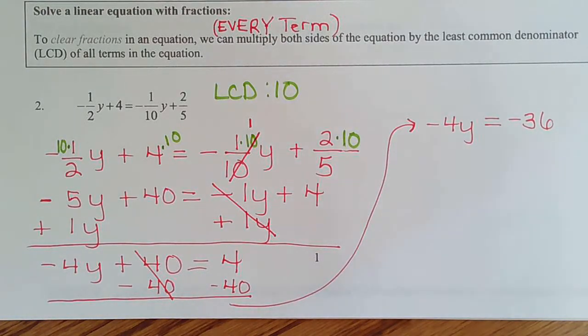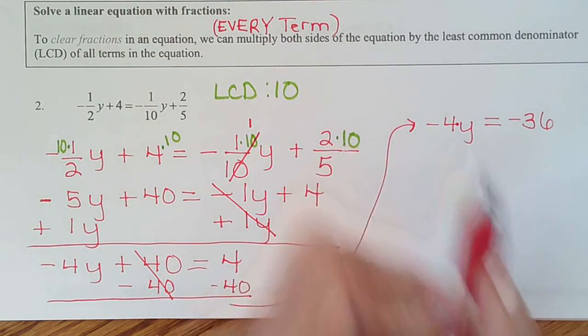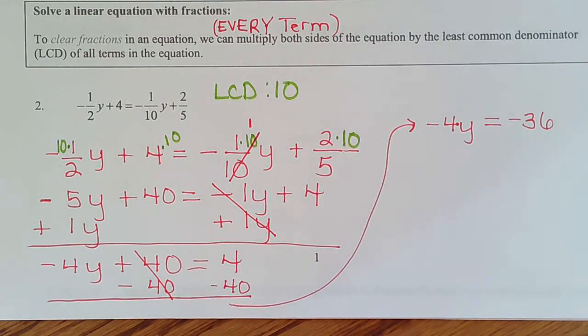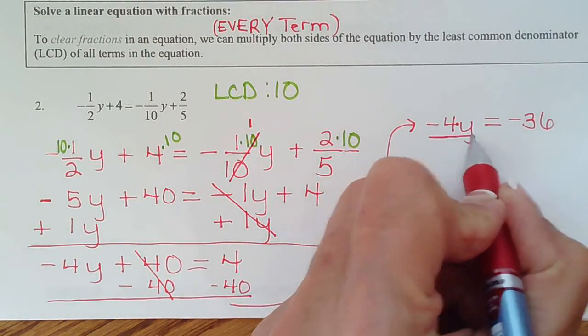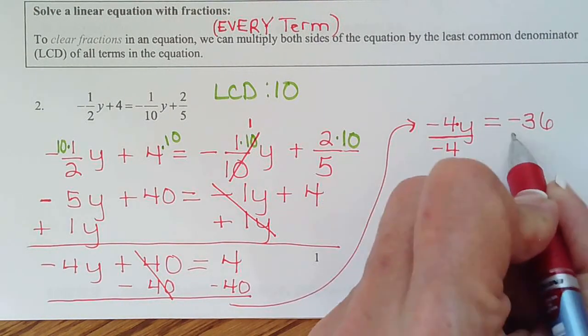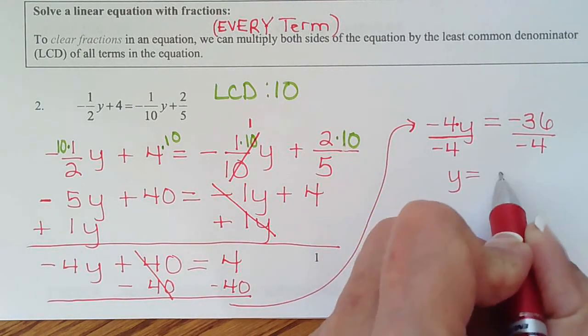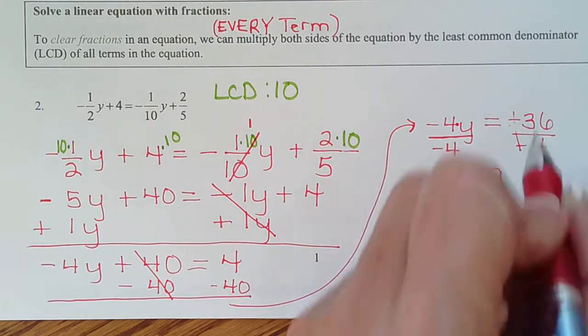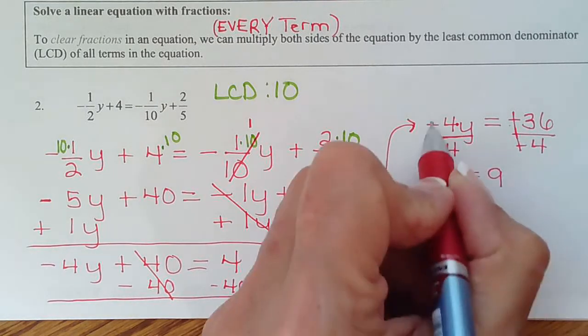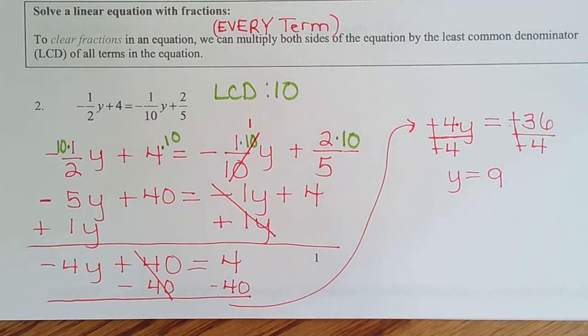And then remember, step 4 above says do the opposite. Well, the opposite of multiplication is division. So instead of multiplying by negative 4, I'm going to be dividing by negative 4. And I get y equals positive, because 2 negatives is always a positive, positive 9.